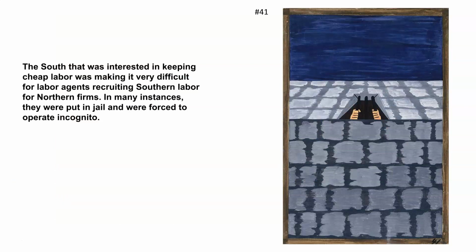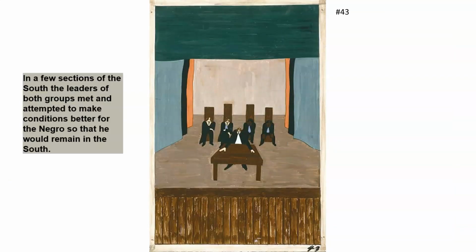The South, that was interested in keeping cheap labor, was making it very difficult for labor agents recruiting Southern labor for Northern firms. In many instances, they were put in jail and were forced to operate incognito. In a few sections of the South, the leaders of both groups met and attempted to make conditions better for the Negro so that he would remain in the South.